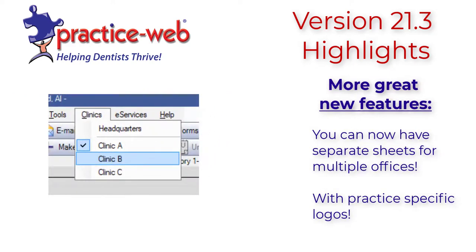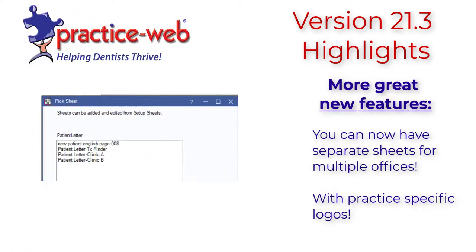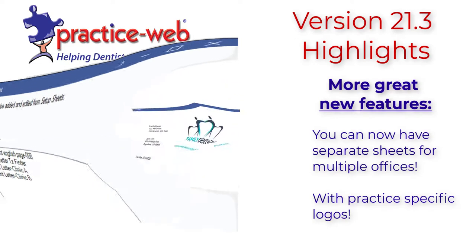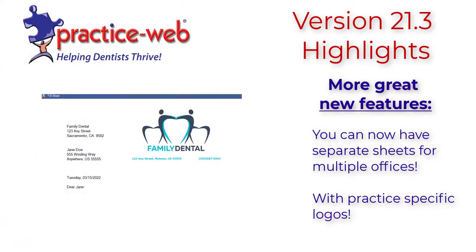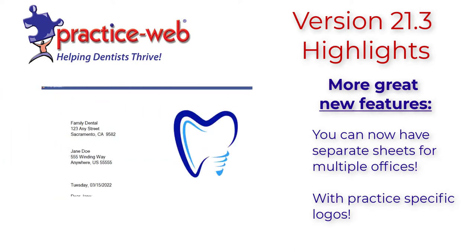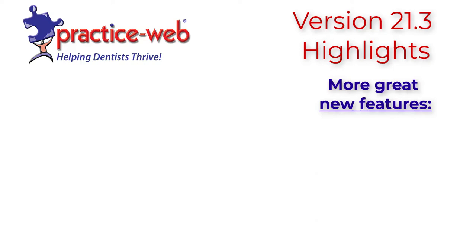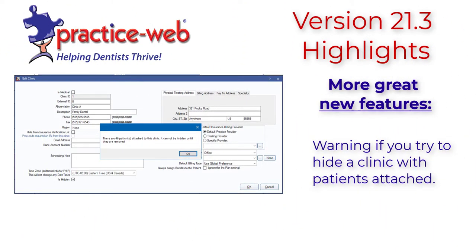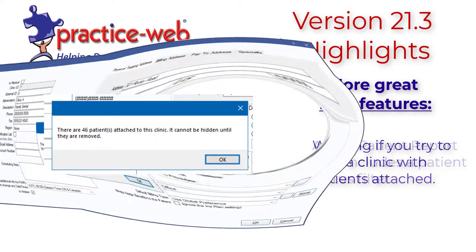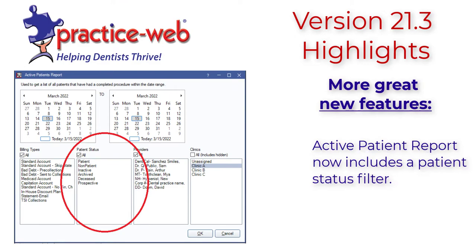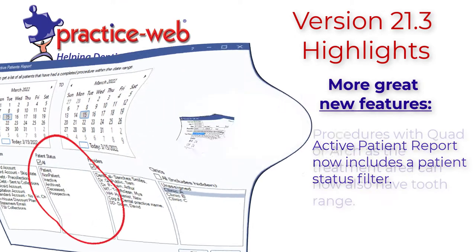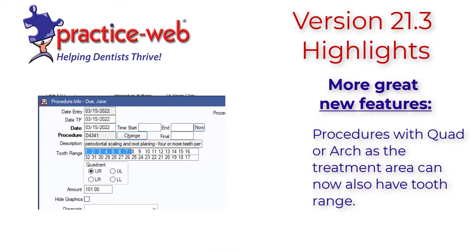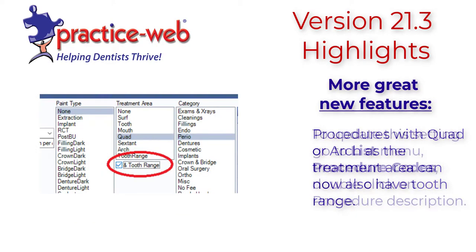A few other items that have been added to help your practice. Sheets now allows for static images per clinic. This is helpful if you have different business logos for your different locations. You can also now associate referral sources to clinics. PracticeWeb will also warn if your office hides a clinic with patients attached. The active patients report now includes a patient status filter. Procedures with quad or arch treatment area can also have a tooth range.